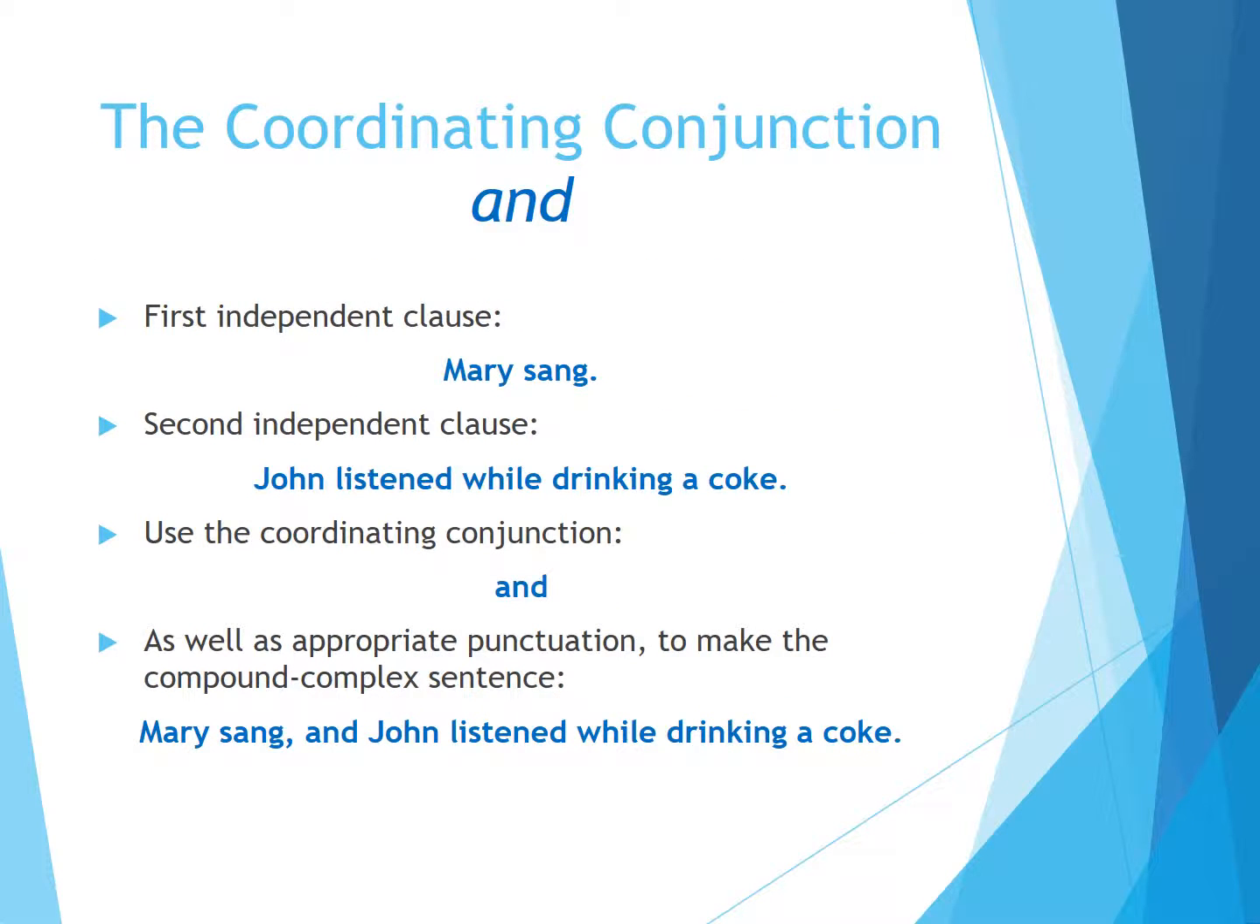The coordinating conjunction and is probably the most common. So if we take the first independent clause we mentioned, Mary sang, and the second independent clause we mentioned, John listened while drinking a Coke, then we join them together using the coordinating conjunction and, as well as appropriate punctuation to make the compound complex sentence, we have Mary sang and John listened while drinking a Coke.